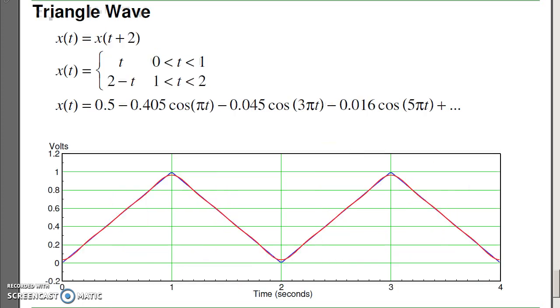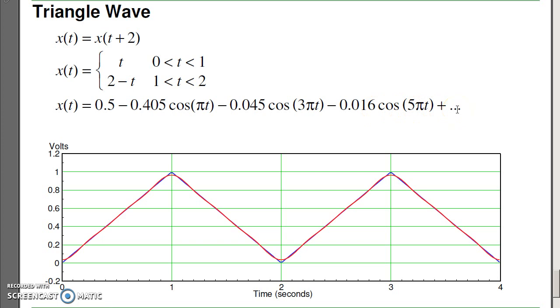Another example. Triangle wave. If I have a triangle wave, the blue line, and I take the Fourier series approximation to it, going out to the fifth harmonic, here the period is 2 seconds. So the fundamental frequency is 2 pi over T, which is pi. Here's the first harmonic, third harmonic, fifth harmonic. Go through MATLAB, find the Fourier transform of a triangle wave. What I'll get is this. It's 0.5 at DC, minus 0.405 at the first harmonic, minus 0.045 at the third harmonic, minus 0.016 at the fifth harmonic, and so on.